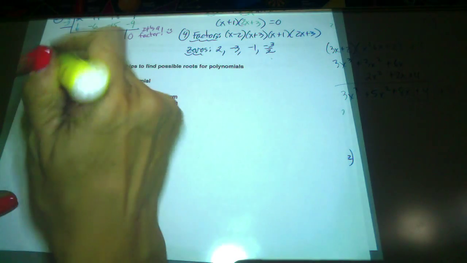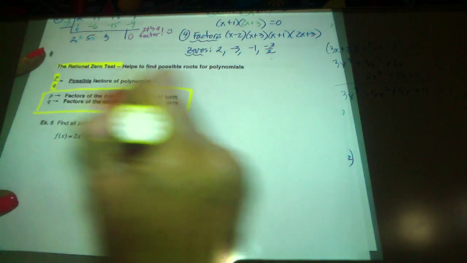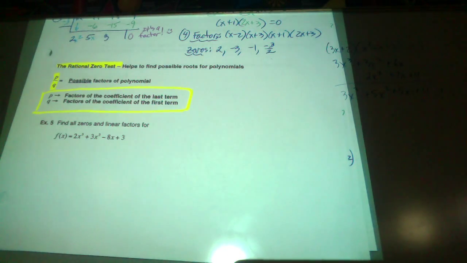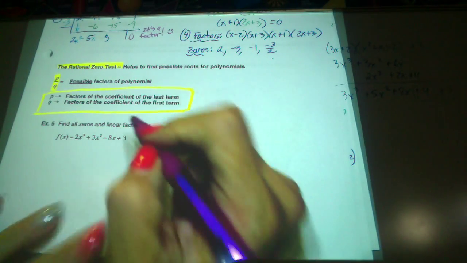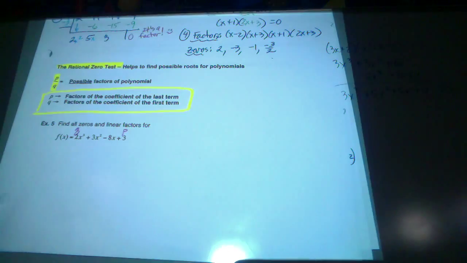You are to take P and divide it by Q. Well, what the heck is P and Q? Here it is explained for you. P are the factors of the coefficient of the last term, and Q are the factors of the coefficient of the first term. So make sure, number one, that your polynomial is in descending order before you figure out what P and Q are. And it's backwards alphabetically. P goes to the end term, and Q goes to the first term. So that's your P and that's your Q. Now your constant, you don't think of as a coefficient. Typically, your constant is your P at your last term.